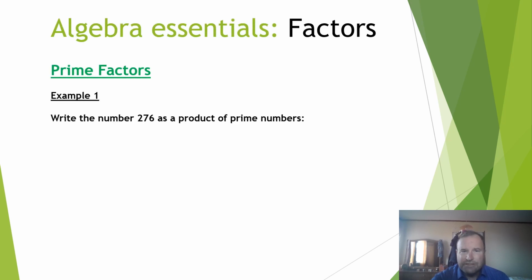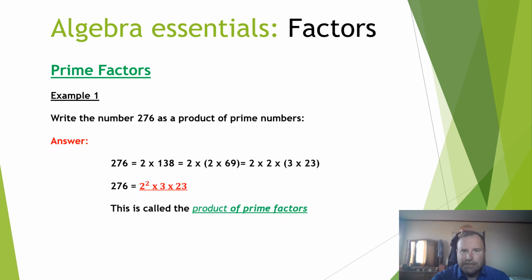Okay, prime factors, example 1. Write the number 276 as a product of prime numbers. Let's have a look. So here's the answer. 276 is 2, the first prime number, just to break up the working, times 138. Let's do it again, halve it again. It's a prime number, 2 times 69. And then 69, 3 times 23. And we can write that simplified as 2 squared times 3 times 23. This is called the product of prime factors. Remember, they're all prime numbers.